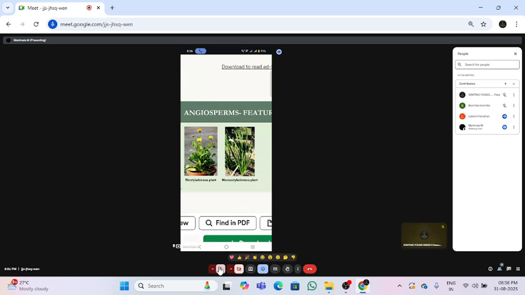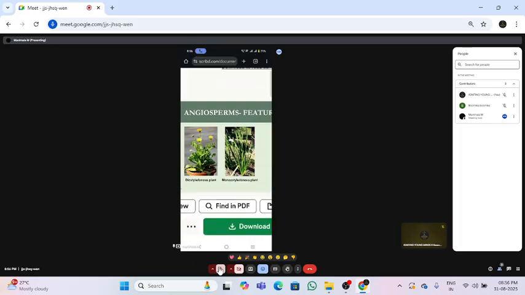Stems undergo modification to store food. Examples: potato is an example, and also the rhizome, ginger, is an example, and also onion, bulb. These are examples of vegetative reproduction.